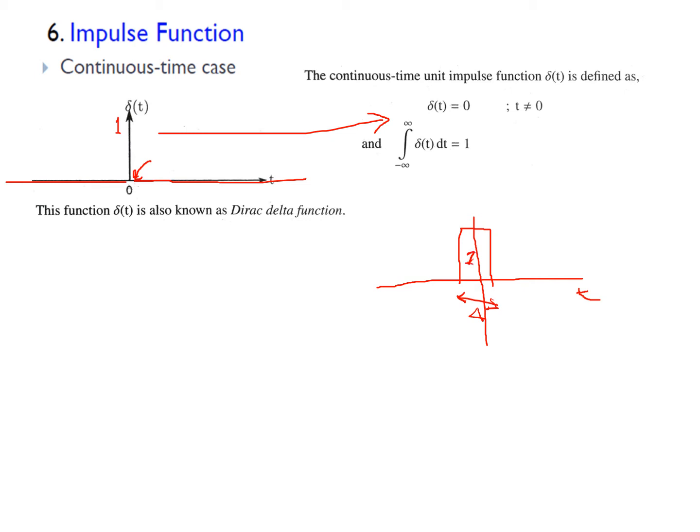When the area is 1, the height of this impulse is 1 by delta. Whatever the width delta, its height should be the inverse of that. If you multiply delta and 1 by delta, the product is 1. That means area is 1. Now if you go on reducing the width, that is, if delta is decreased towards 0, then to keep the area 1, I should increase the amplitude, isn't it? So that the new width times 1 by delta is 1.